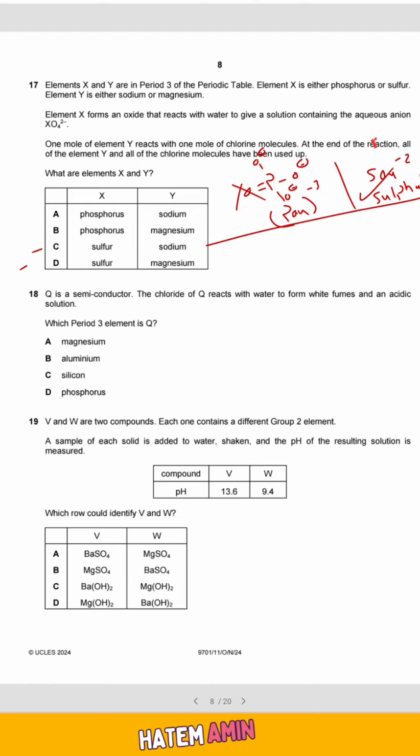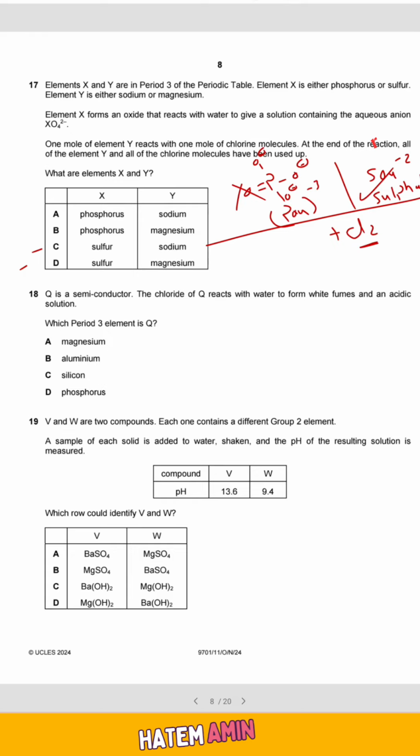Then he said 1 mole of element Y reacts with 1 mole of chlorine molecule. Chlorine molecule means Cl2. If it reacts with 1 mole of element Y, both element Y and chlorine will get consumed totally at the end of this reaction. So here we need something that can react with this chlorine.